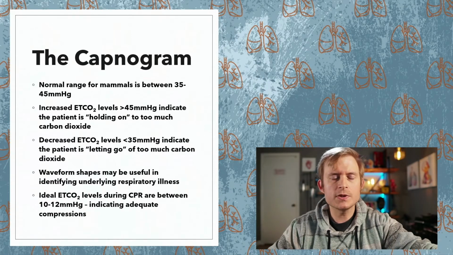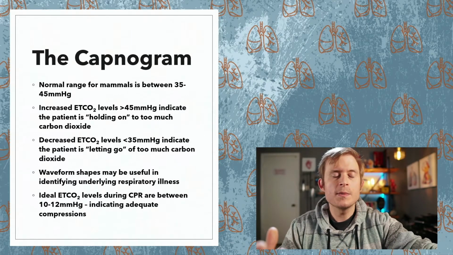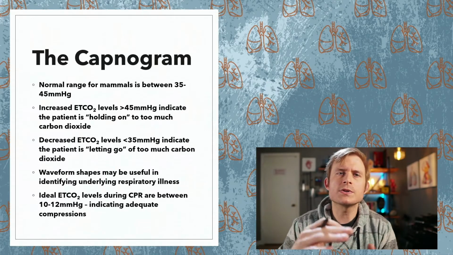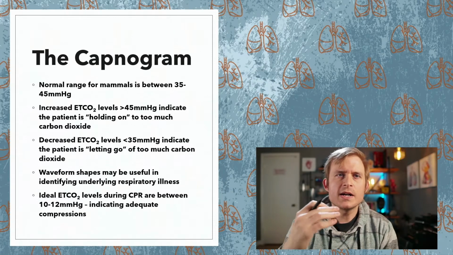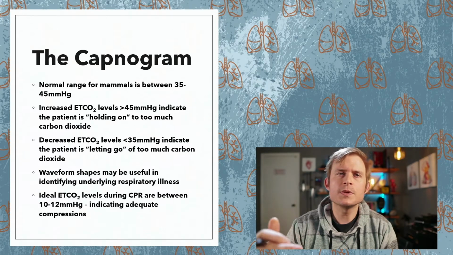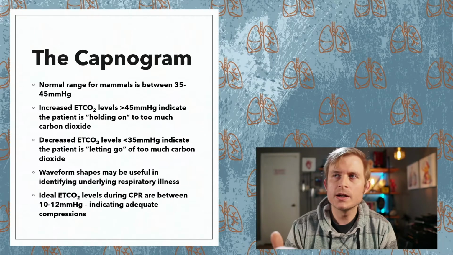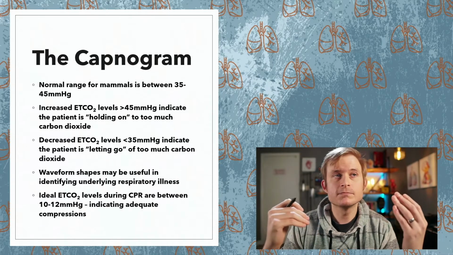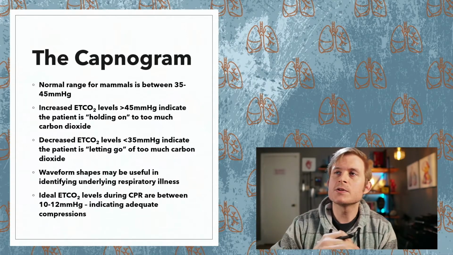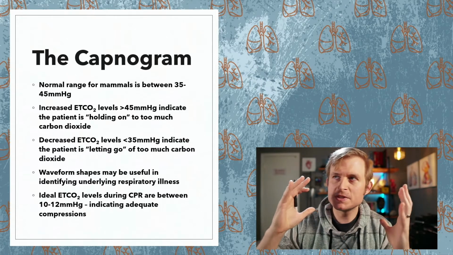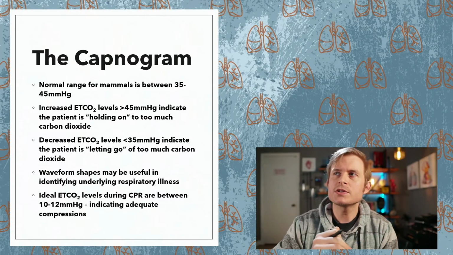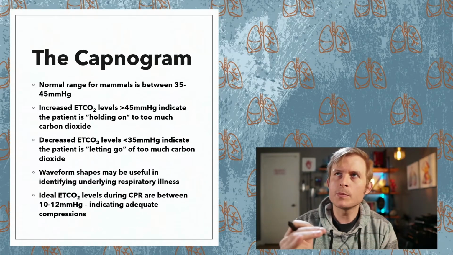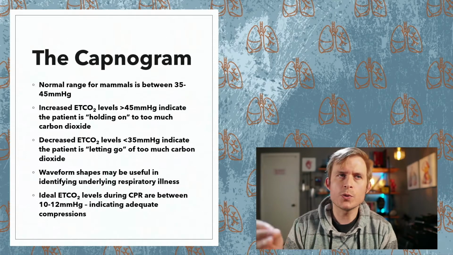Now, if we decide to use capnography during CPR, which you absolutely should, there are different ways to accomplish this, but we use capnography during CPR to let us know how adequate our chest compressions are. Ideal capnography during CPR should be between 10 and 20 millimeters of mercury, because this tells us that there's enough chest pressure, thoracic pressure, to circulate blood and to maintain very, very minimal metabolic process. So we're shooting for 10 to 12 in that case.